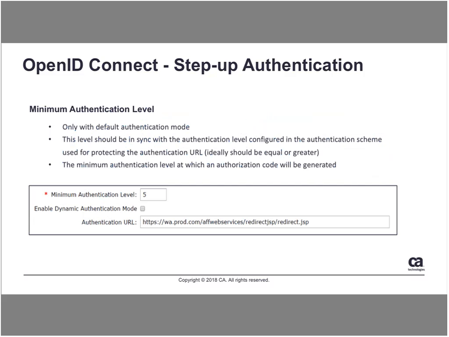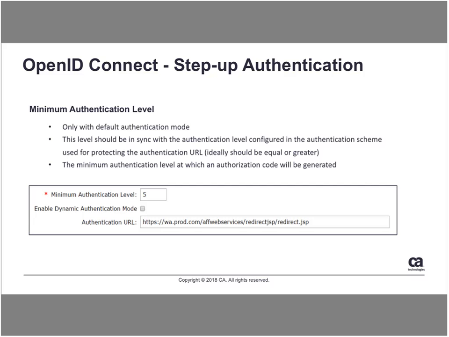Thanks. This slide and the next slide explain how to configure step-up authentication in the SSO OIDC provider. In the OIDC provider section, a minimum authentication level can be defined, and that is treated as the default authentication mode. This minimum authentication level should be equal to or greater than the authentication level at the authentication scheme, and it is used during the generation of the authorization code. Here the minimum authentication level is 5, so if you configure an authentication level at the authentication scheme, it should be either 5 or less than that.